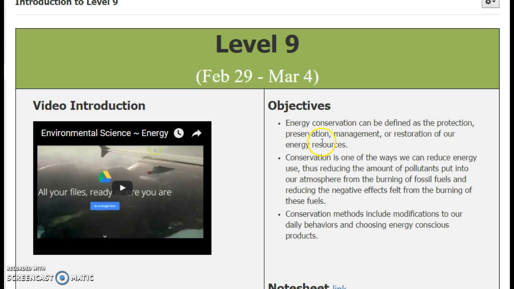our energy resources. We also want to discuss how conservation is one of the ways that we can reduce energy use. And then the third one, we want to be looking at the way that conservation includes modifications to our daily behaviors and how to choose energy conscious products.